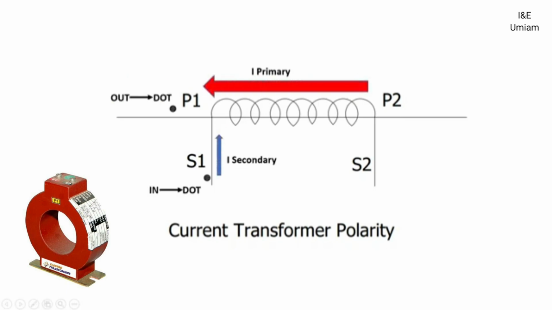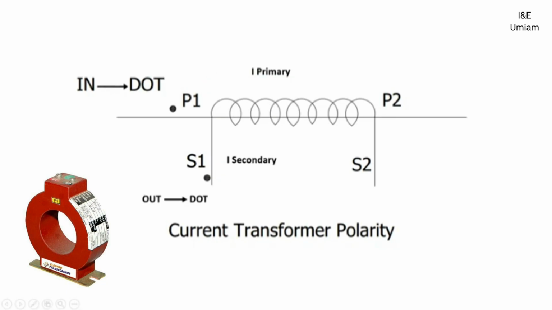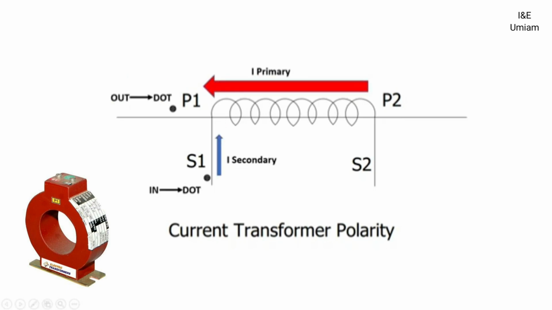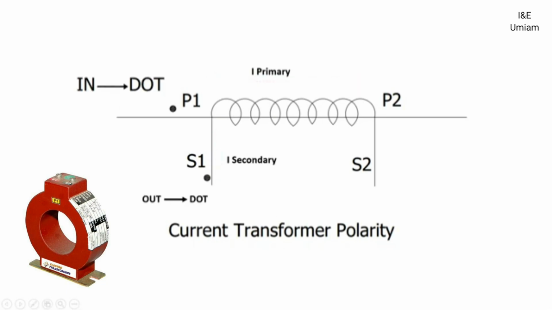In most cases, the standard nomenclature that we use in describing a CT is P1 and P2 for the primary, and S1 and S2 for the secondary, and sometimes S3 is also there, depending on the number of cores that we have in the secondary. All right, now these dots are also indicated just to help us understand the current direction, whether it's entering or moving out of P1 or S1 like that.